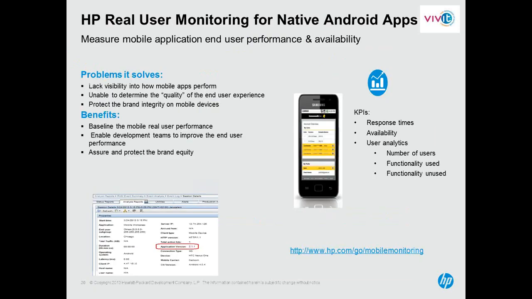When you look at the real user monitor for native Android apps, the problem it is solving is the lack of visibility into how mobile apps are performing because the applications are native to the phone. With the probe, we can understand the version of the application that is residing on the handphones, the type of protocol that is being used, the device, the operating system, and the version of the operating system. This gives us the baseline information that is needed for us to improve real user performance. And the KPIs that we provide are the response time, the availability of the service, and the user analytics, which includes the number of users, the functionality used, and the functionality that goes unused.